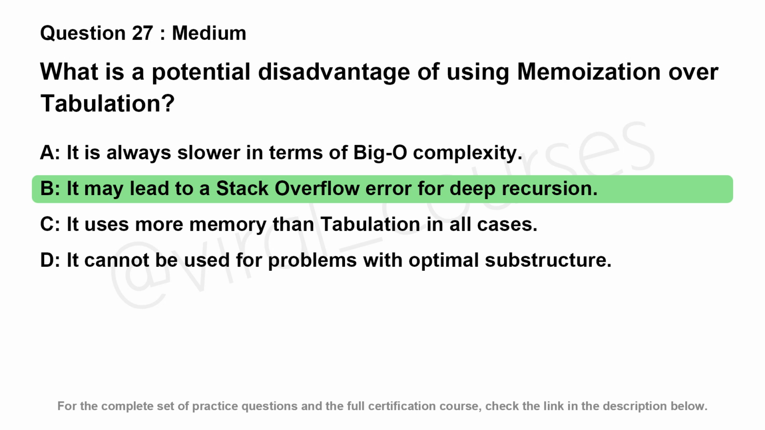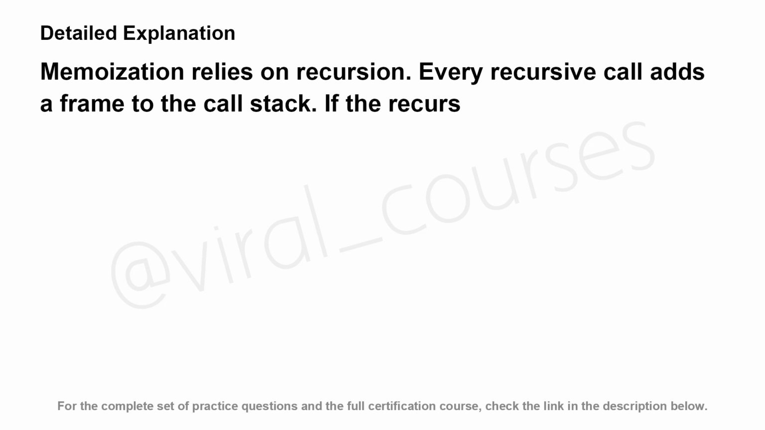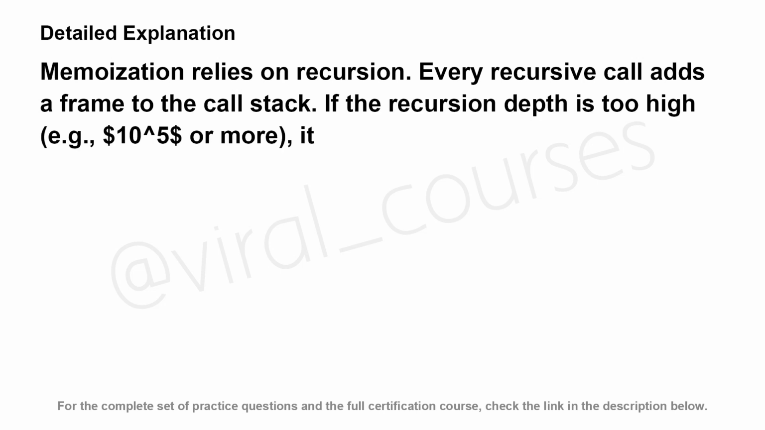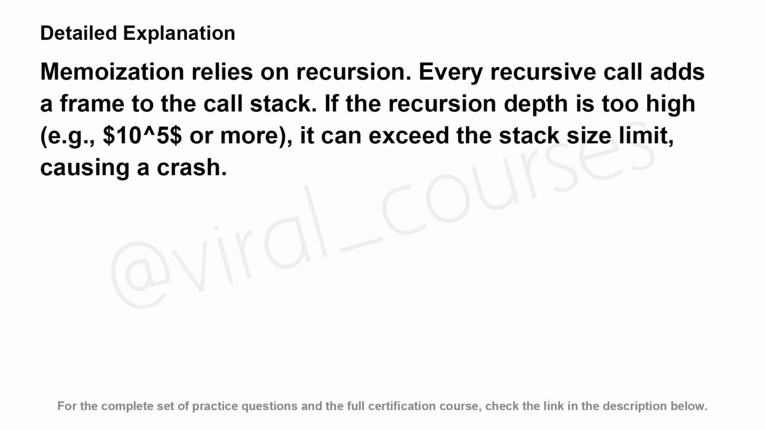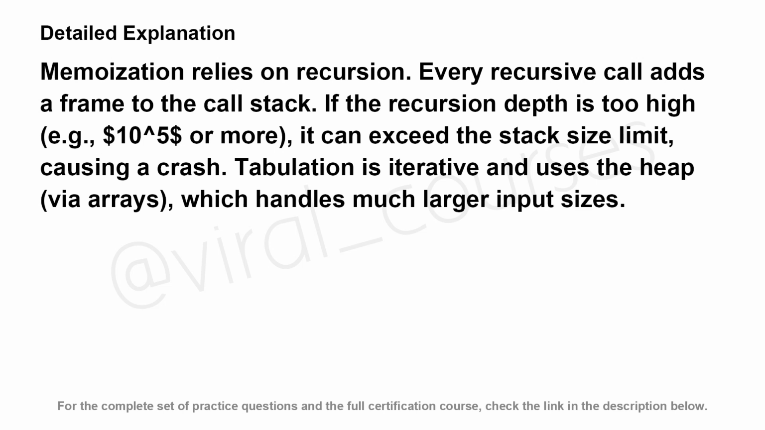The correct answer is B. Memoization relies on recursion. Every recursive call adds a frame to the call stack. If the recursion depth is too high, e.g., 10^5 or more, it can exceed the stack size limit, causing a crash. Tabulation is iterative and uses the heap via arrays, which handles much larger input sizes.